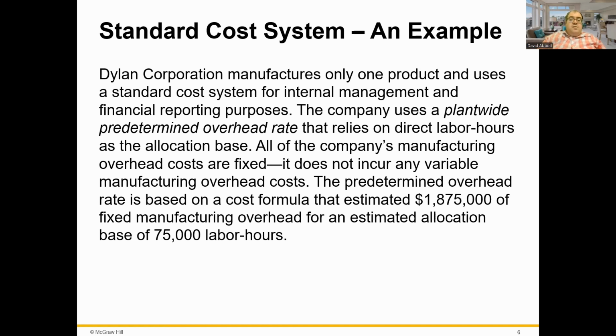The company uses a plant-wide predetermined overhead rate that relies on direct labor hours as their allocation base. All of the company's manufacturing overhead costs are fixed. It does not incur any variable manufacturing overhead costs. The predetermined overhead rate is $25 per direct labor hour, based on the cost formula that estimates 1,870,000 of fixed manufacturing overhead for an estimated allocation base of 75,000 hours.